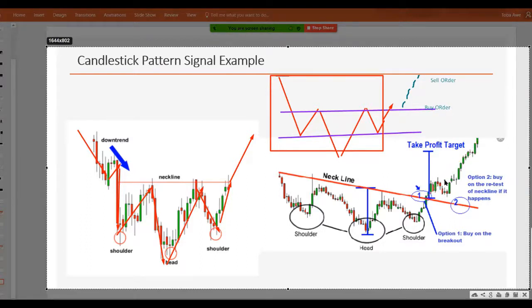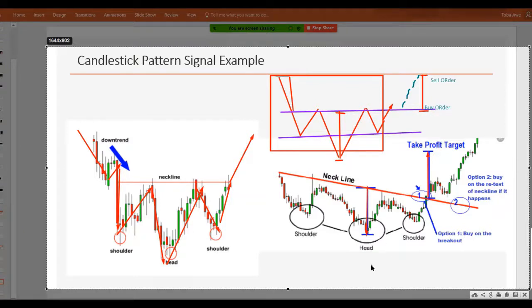Now there's something interesting in this chart, and that is that this chart uses the distance from this neckline to fix its take profit, its sell order. That is, you want to project where your sell order is going to be. Here I use the distance between here and here to put my sell order. However, from here you can use the distance between this resistance and this point to fix your sell order.